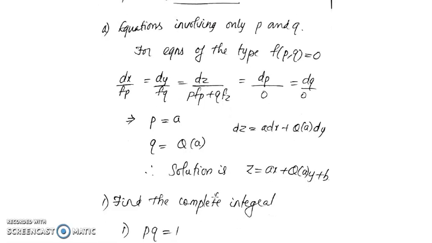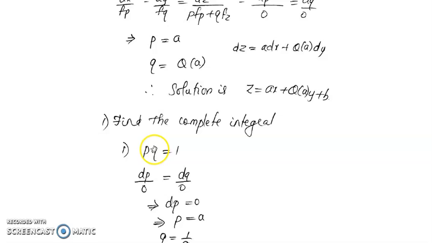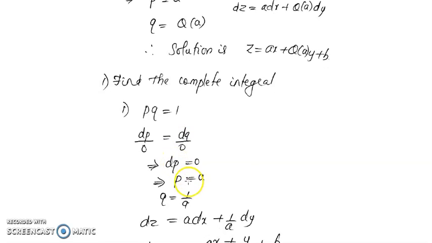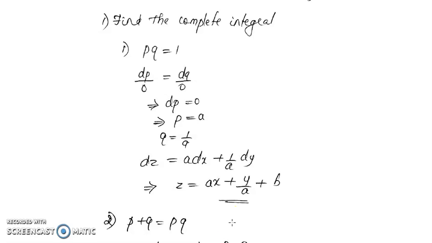So we'll see an example. Consider the equation pq equal to 1. In Charpit's method, just this is required. You'll get dp by 0 equal to dq by 0. So dp is 0, and we get p equal to a. If p equals a, then q will be equal to 1 by a. So substitute the values of p and q in your equation. dz will be a dx plus 1 by a dy. Then integrating, that will give z equal to ax plus y by a plus b, where b is an arbitrary constant.